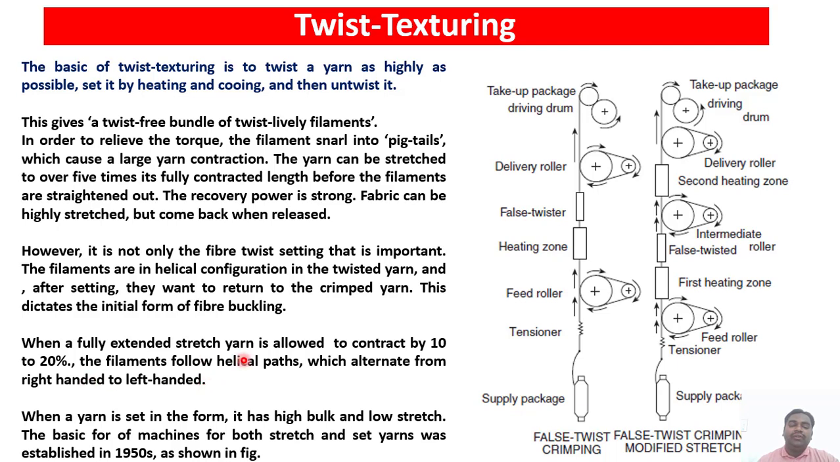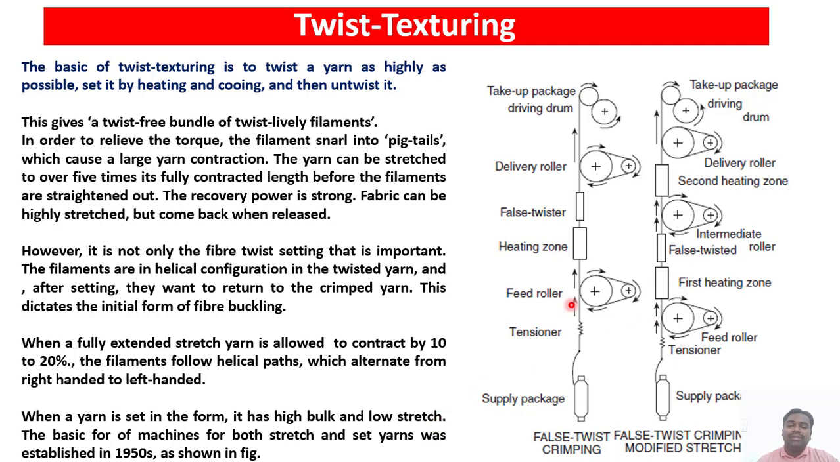Like, you know that if you are applying the twist, the yarn could be S twisted or Z twisted. So in this case also, when this fully extended stretch yarn is allowed to contract by 10 to 20%, the filament follows the helical path which could alternate from right-handed to left-handed. When the yarn is set in this form, it has high bulk and low stretch properties.